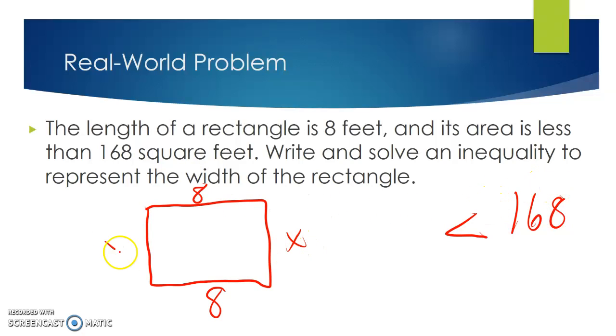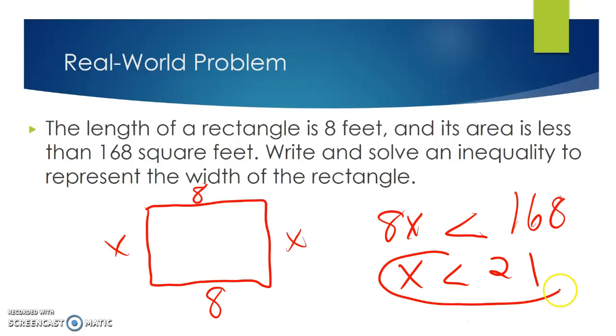We don't know what this is, so we're going to put an x here. 8x is less than 168. So we know 8 times x, because area is length times width, is less than 168. So we're going to take 168 and divide it by 8. And you're going to get x is less than 21. Okay, so it says write and solve an inequality to represent the width of the rectangle. We know that our width has to be less than 21 for this to be true. You can pause if you need to.